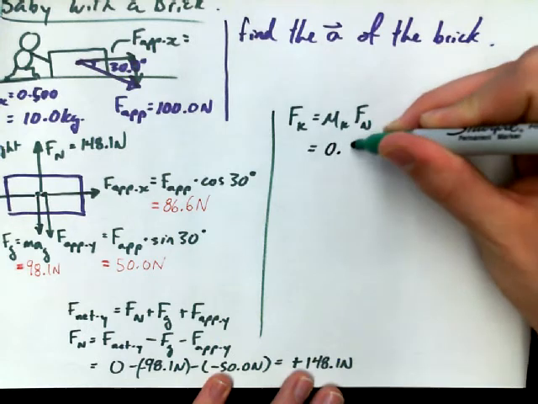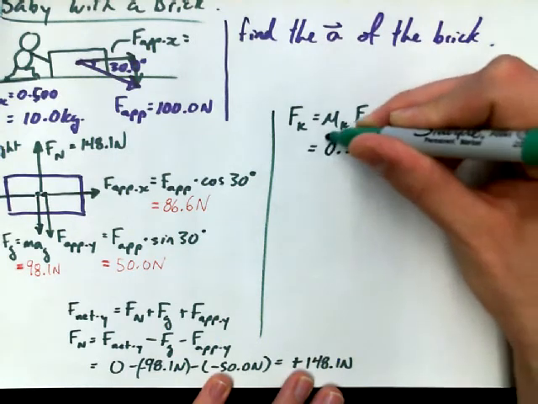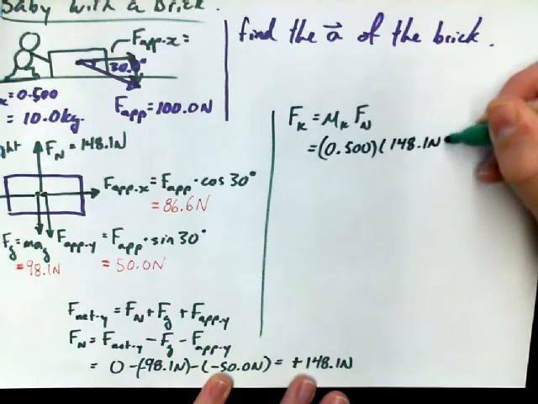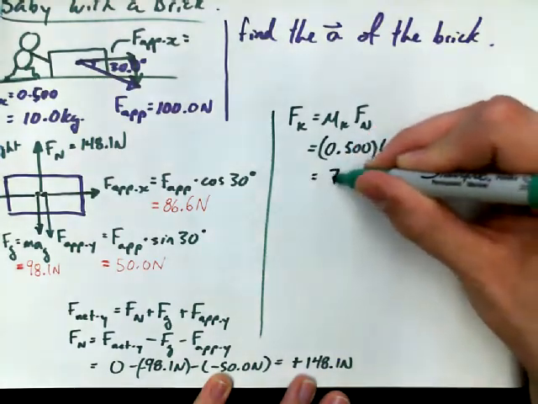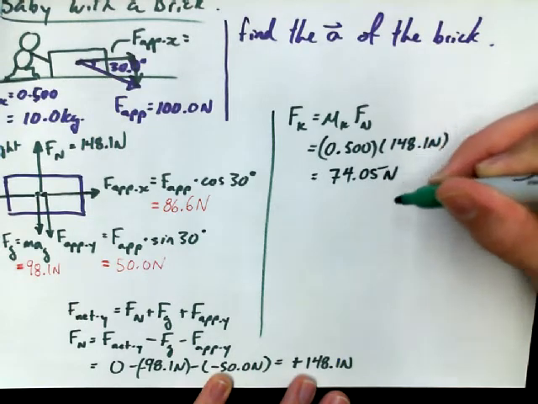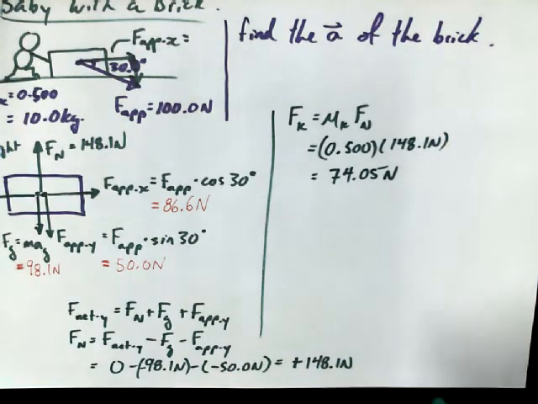So plugging in our values, 0.500 times 148.1 newtons. Oh, you're so fast. Even beat Ferlin this time. He doesn't have his calculator and he almost won. Huh, wow. All right, 74.05 newtons for the Fk. Now what do I do?